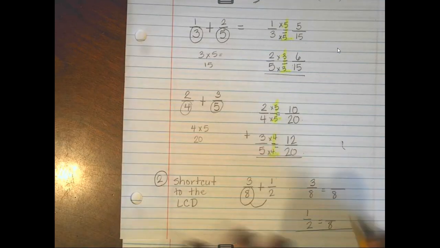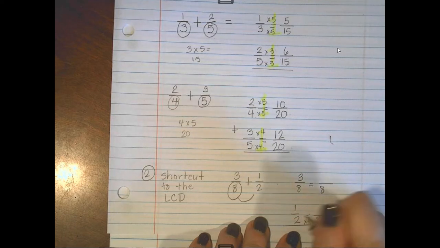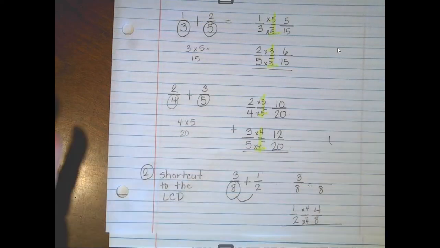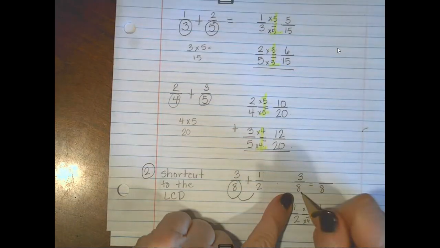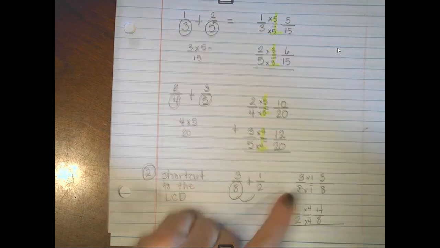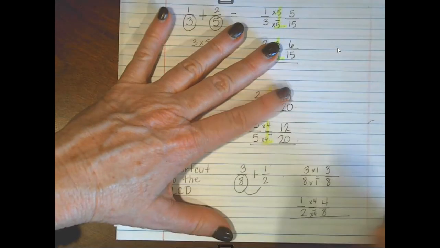So when I make those equivalent fractions, I know 2 times 4 gives me 8. So I have to multiply the numerator times 4. So 1 times 4 is 4. And 4/8 is the same as 1/2. All right, let's work on the top fraction. 8 times 1 gives us 8, so 3 times 1 gives us 3/8. So when we add it together, we get 7/8.